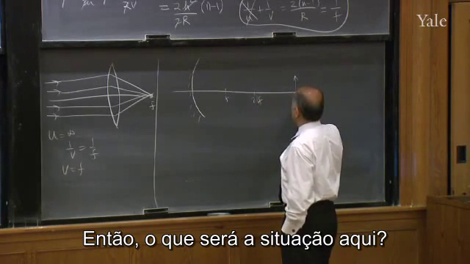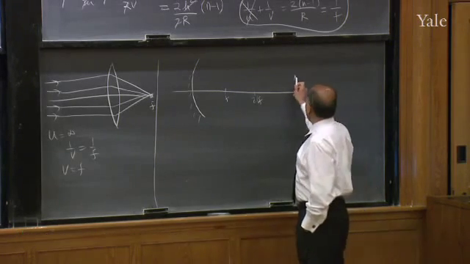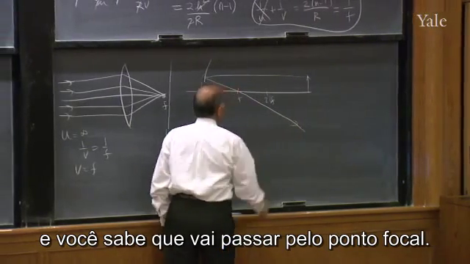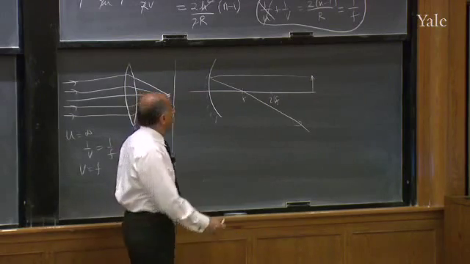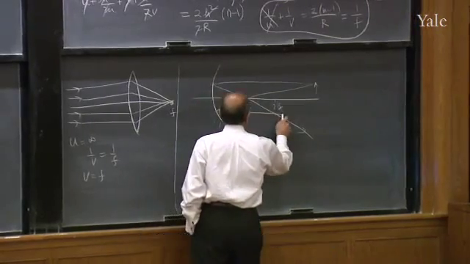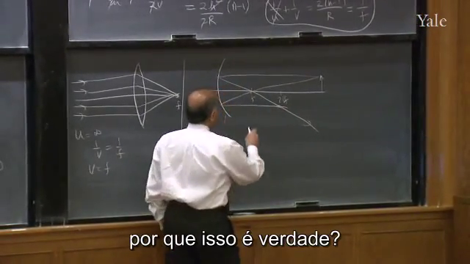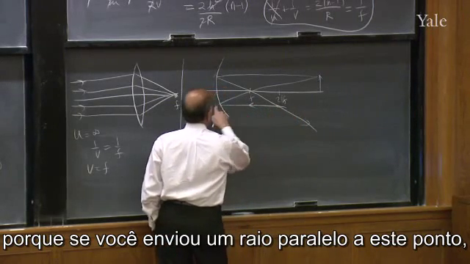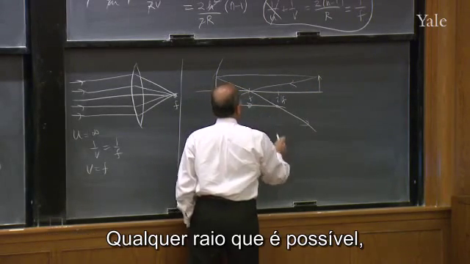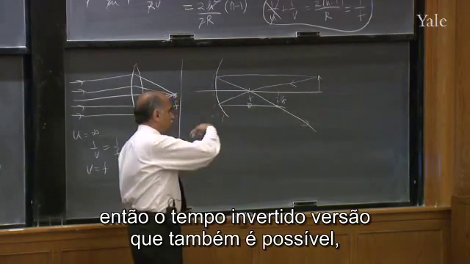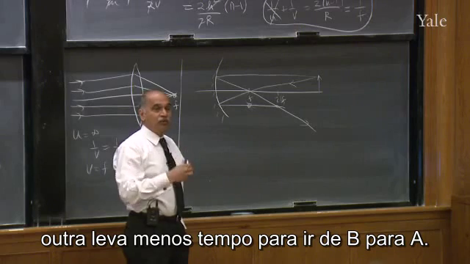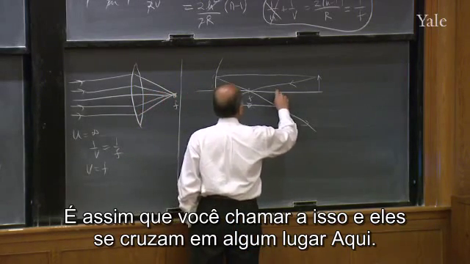So what will be the situation here? You need only 2 rays to draw. One ray, you draw a horizontal ray, and you know that will go through the focal point. That's the definition. Then you draw the ray through the focal point. That will come out horizontal. And again, why is that true? That's true because if you sent a parallel ray at this point, it will go to the focal point, and if it ends up here, then the reverse is also true. Any ray that's possible, the time reversed version is also possible, because if one takes the least time to go from A to B, the other takes the least time to go from B to A. That's how you draw this, and they intersect somewhere here.